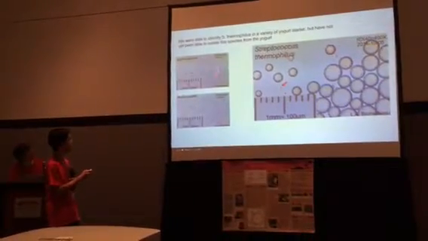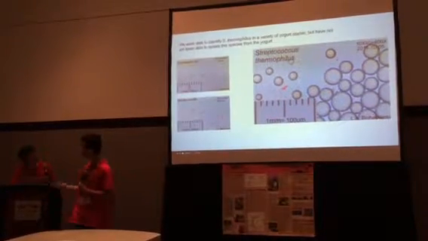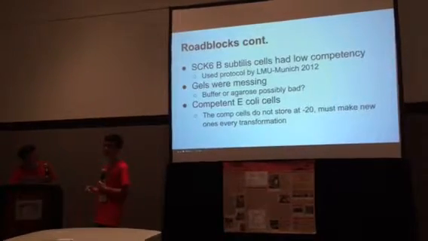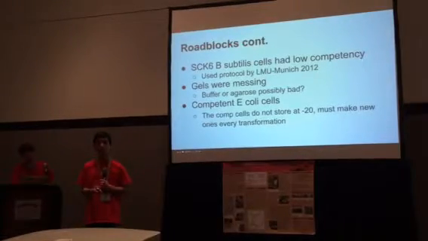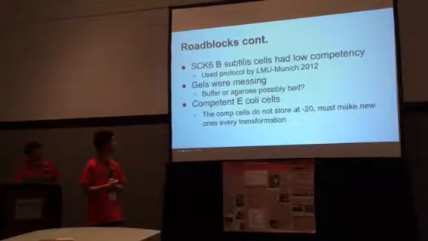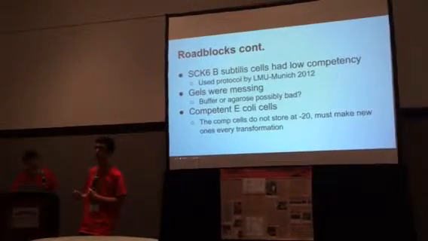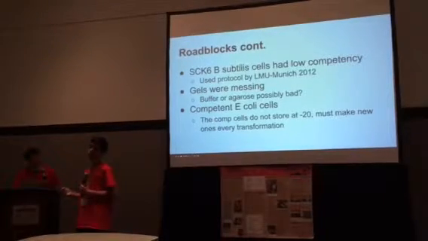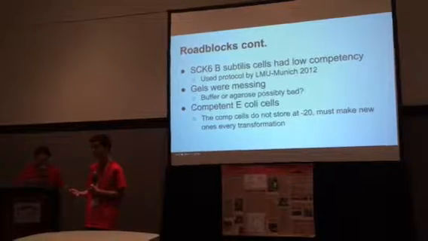Here are some of the cells. You can see E. coli, Bacillus cells, and then these guys are the Aspergillus that we found. STK6 Bacillus cells weren't very competent, so we used a protocol from another lab in Munich. The gels were also very messy. We weren't sure if it was a buffer problem, but we were planning on rerunning the gels. And each time we wanted to transform something, we'd have to make new cells because we didn't have access to a negative 80-degree freezer.